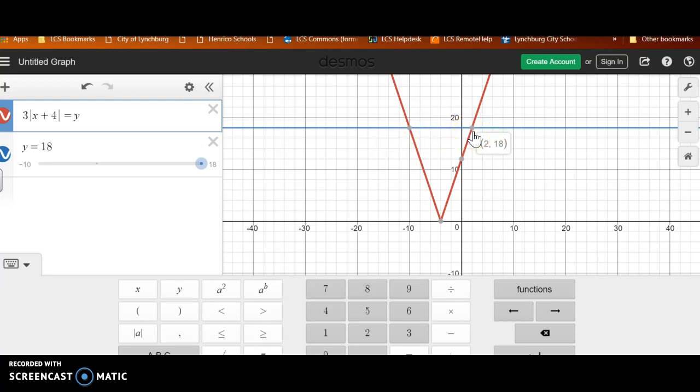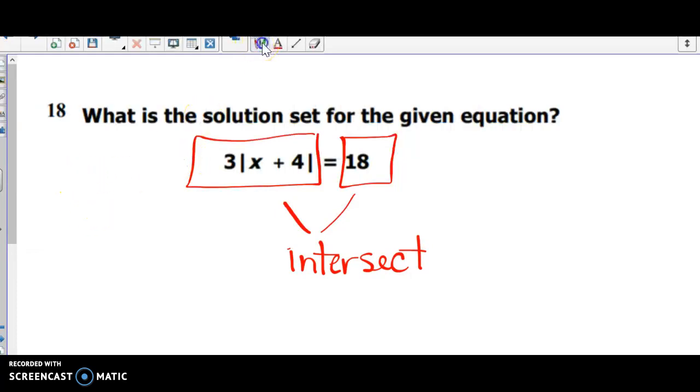Well, we want to see where they intersect. We know the y is 18, so we only want to know the x value. So -10 and +2 are going to be our solutions. So our answers are at -10 and +2.